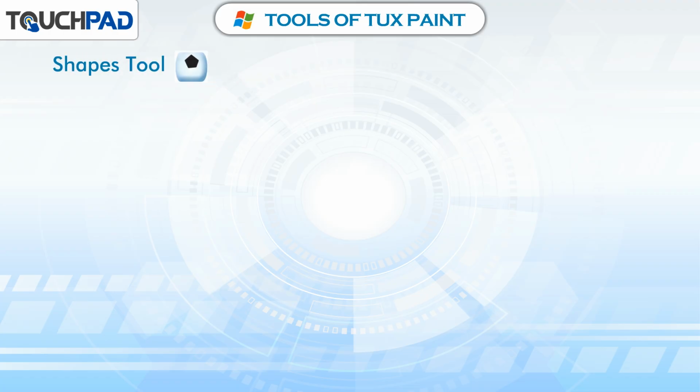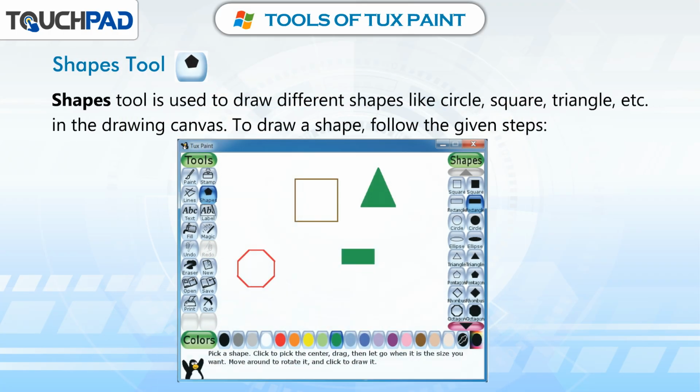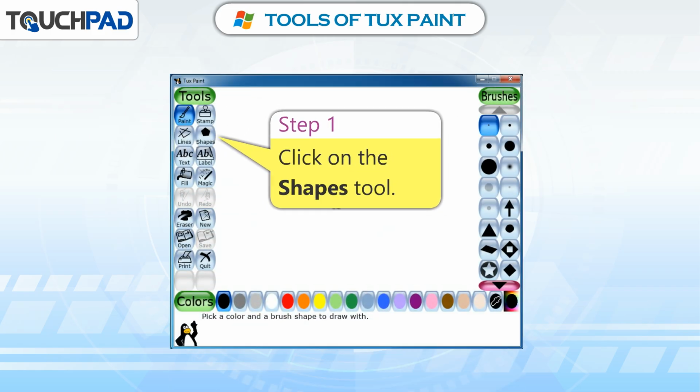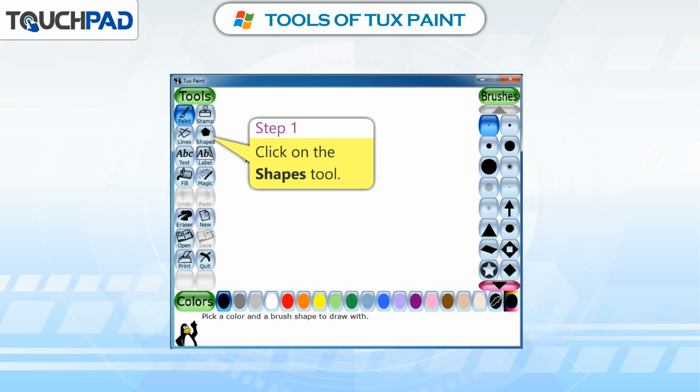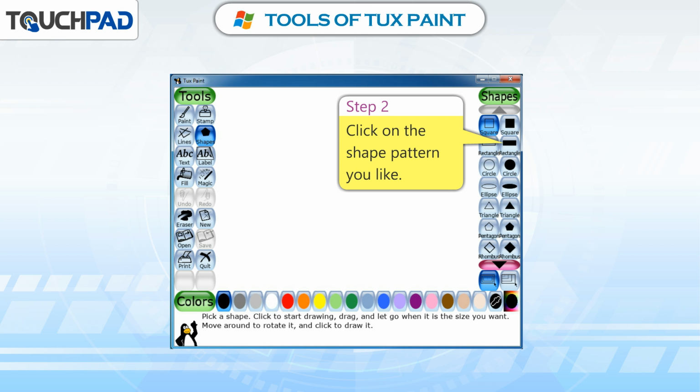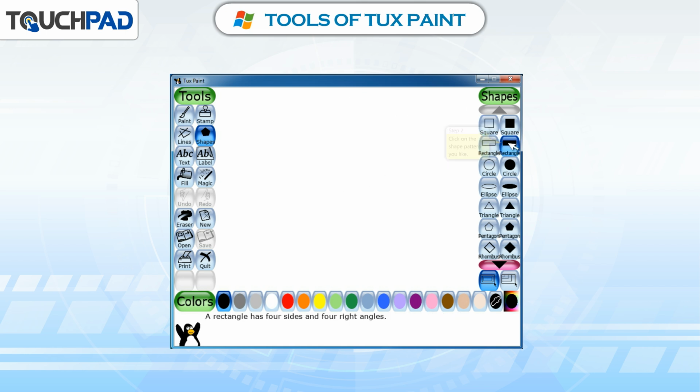Shapes tool. Shapes tool is used to draw different shapes like circle, square, triangle, etc. in the drawing canvas. To draw a shape, follow the given steps. Step 1. Click on the Shapes tool. Step 2. Click on the shape pattern you like.